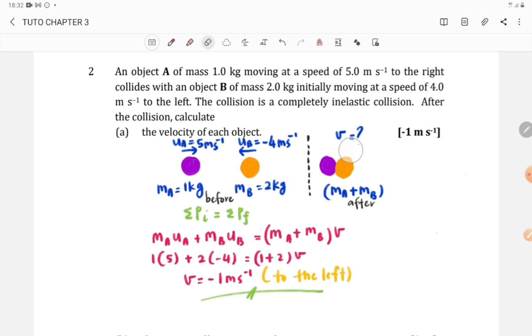To get this final velocity for both objects, we use the principle of conservation of linear momentum, which is total P initial is equal to total P final. For completely inelastic collision, the equation is MAUA plus MBUB is equal to bracket MA plus MB multiplied with V. So substitute all the values, including its sign convention, especially for UB. And finally, you will get the velocity for each object is equal to negative 1 meter per second, which is directed to the left.